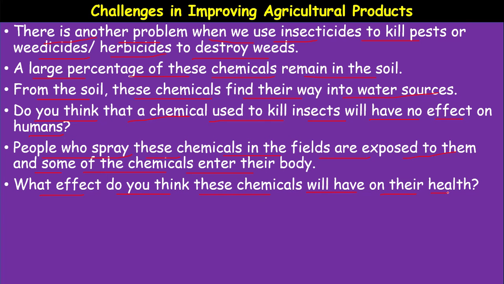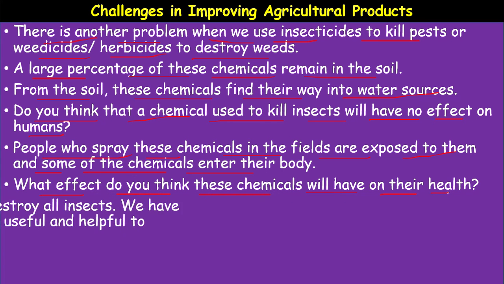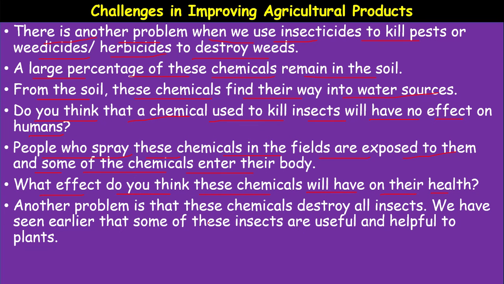So, what effect do you think these chemicals will have on their health? Okay, sometimes the concentration is more, then it may lead to some cancers, some lung diseases, and skin irritations, skin diseases, like that. So many health problems will arise if proper precautions are not taken by the farmer while spraying these insecticides and pesticides, isn't it? So, another problem is that these chemicals destroy all insects. Okay, they are insecticides, meaning their function is to kill the insects only.